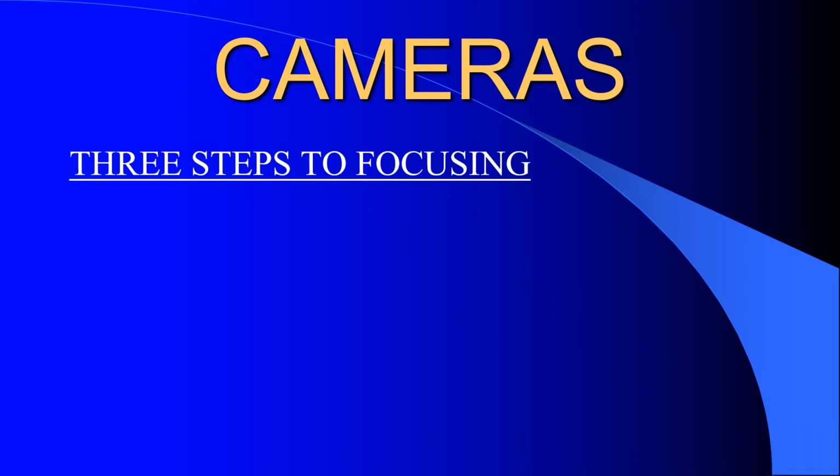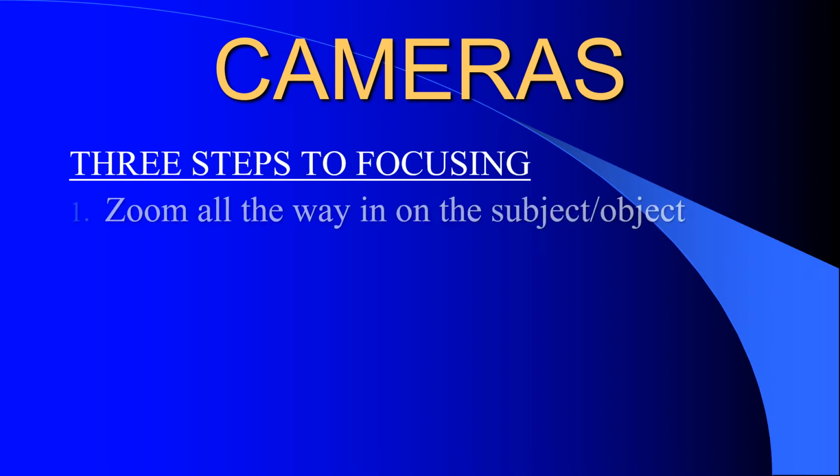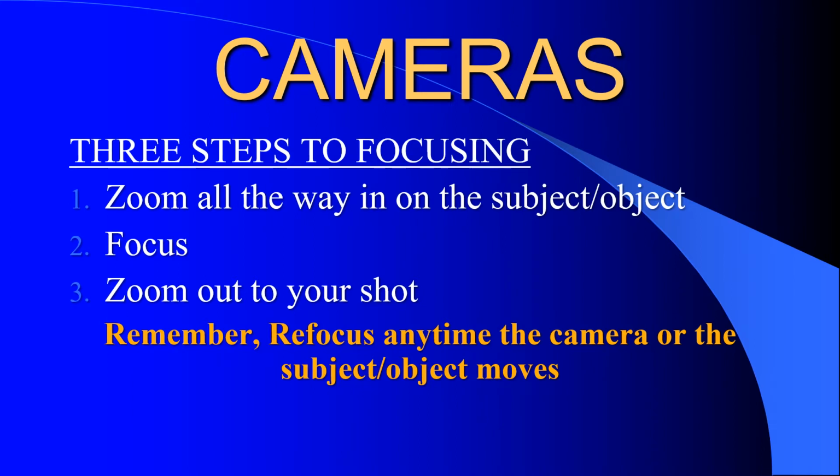First thing is a reminder of how to focus. Again, we talked about this in the last lab. There are 3 steps to focusing. First thing, zoom all the way in on the subject or the object, and I mean all the way in. If it's a person, you may be zooming in on the face or the skin or a shirt or something like that, but you want to go all the way in to make sure that you get the exact distance. This is when you focus. So you focus up the camera, make it as sharp as you possibly can. Then zoom out and get your shot.